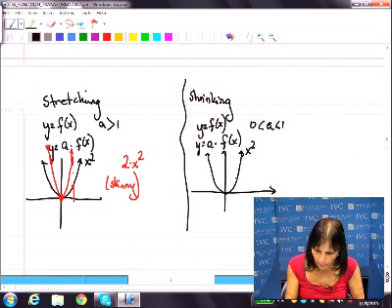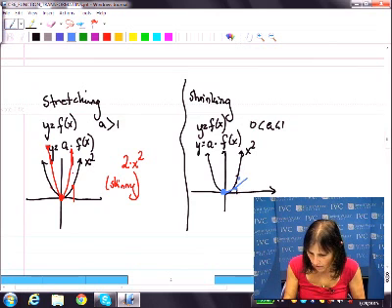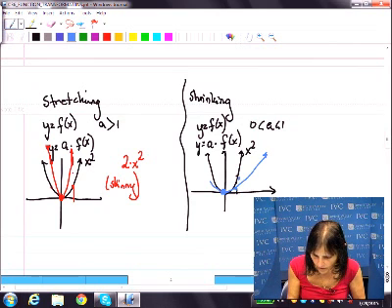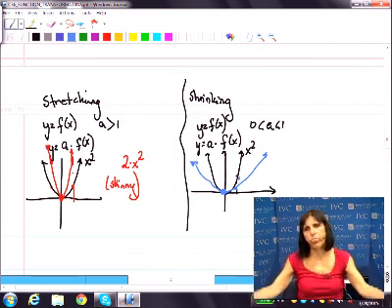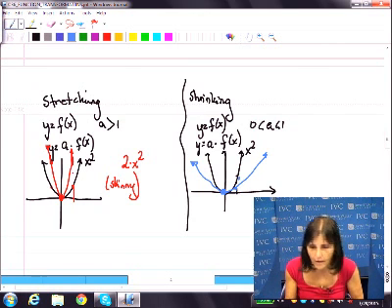So I multiply everything by 0.5. That means I'm going to make this half of that. Make this half of that. What will that do? It's going to stay at 0, but everything will kind of go down. Let it go. Okay, what does that mean?